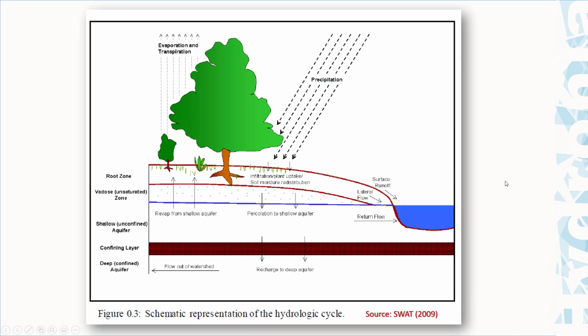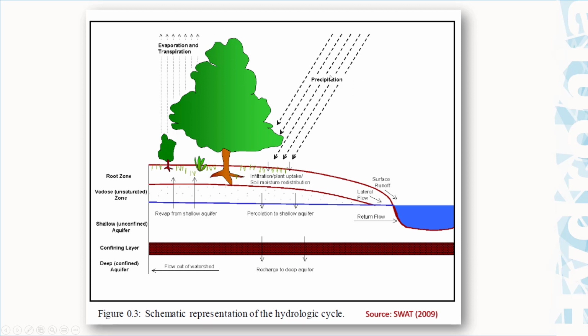Well, this is the schematic representation of the hydrological cycle. I'm sure that all of you are familiar with this hydrologic cycle, where the processes of precipitation and evapotranspiration are the most important processes, because precipitation introduces the water into the system, while evaporation and transpiration take water out of the system.